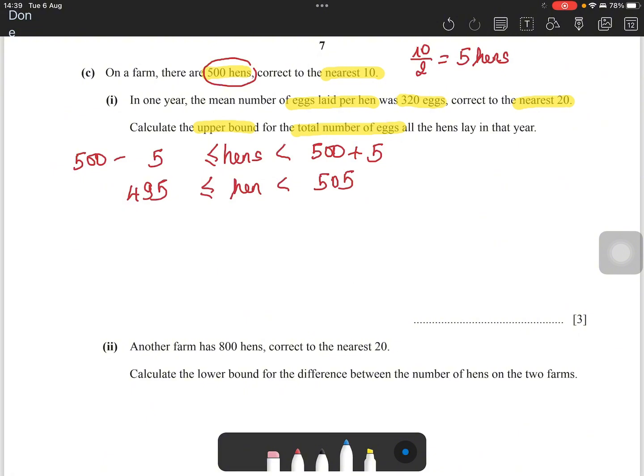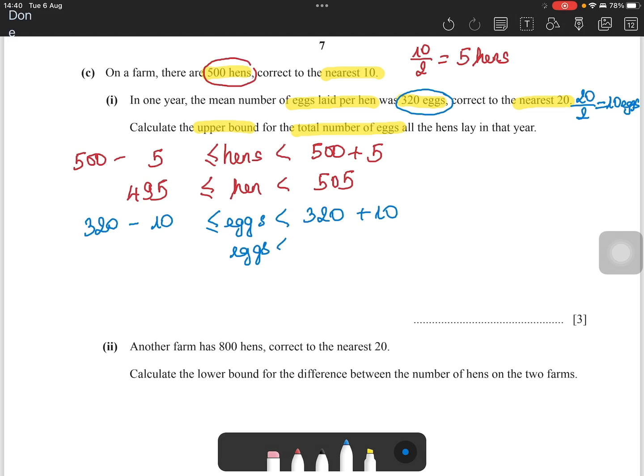Second, the mean number of eggs is 320, correct to the nearest 20. So we divide 20 by 2 equals 10. Then the number of eggs is between 320 minus 10 and 320 plus 10. So the mean number of eggs laid per hen is from 310 to less than 330.